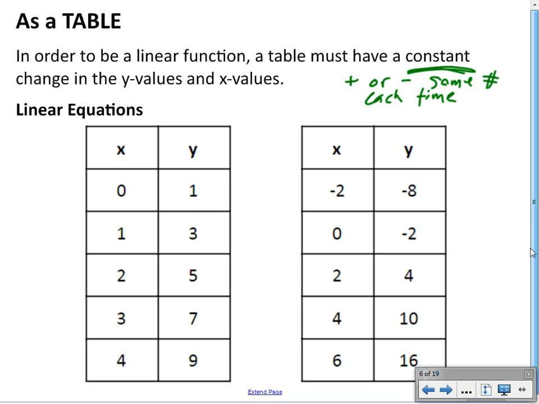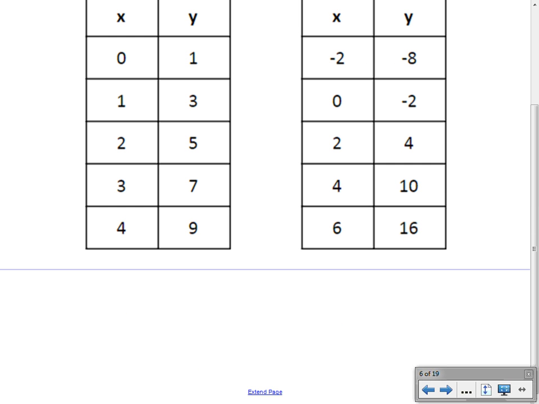So as a table, what we're doing is we're not trying to figure out what we do to x to get y. We're looking between our x values. So to get from 0 to 1, I increase by 1. Again, increase by 1, 1 again, 1 again. So I have a constant change of plus 1 for my x values.